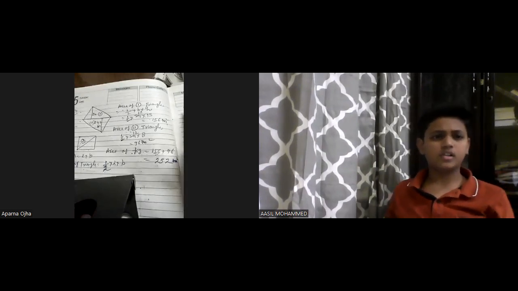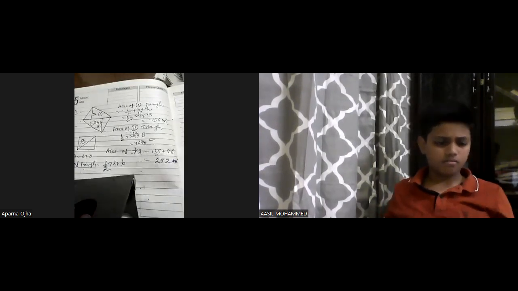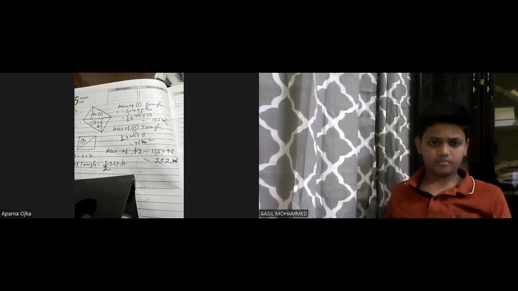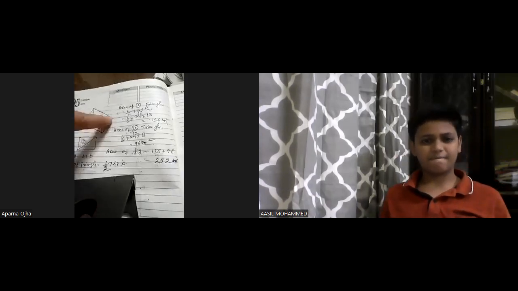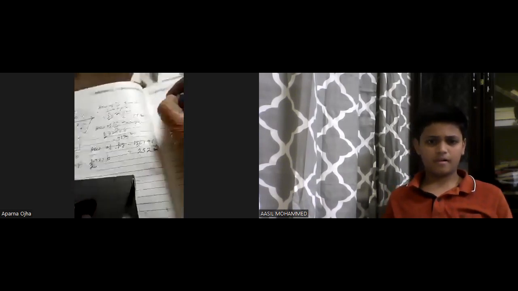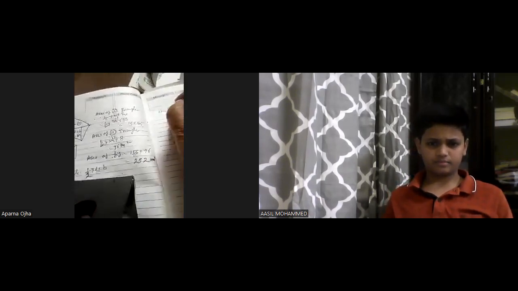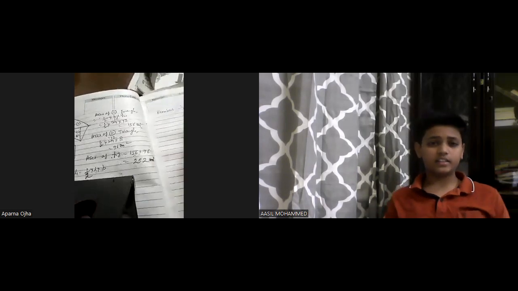Now these questions were of a trapezium. Now it's rhombus. This was of a triangle and the rhombus. You know what is the meaning of the rhombus? It's a tilted square. This is a rhombus.